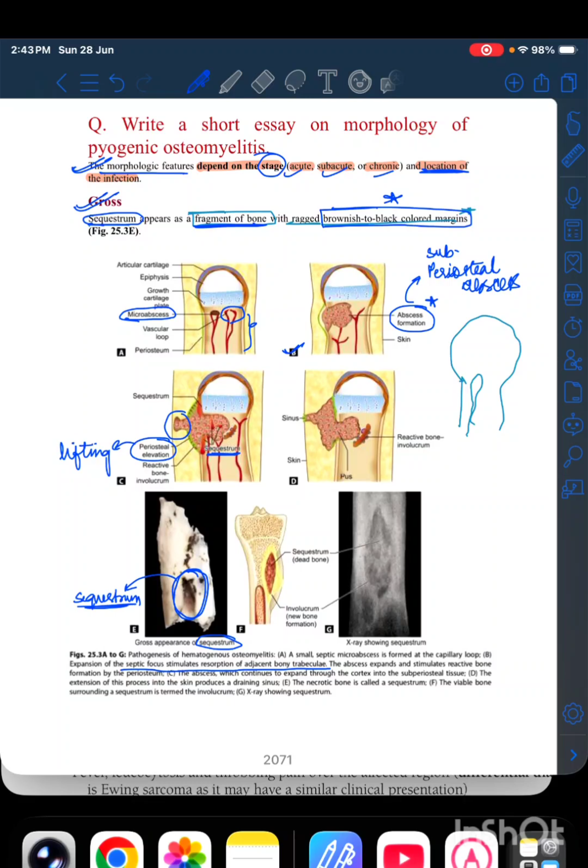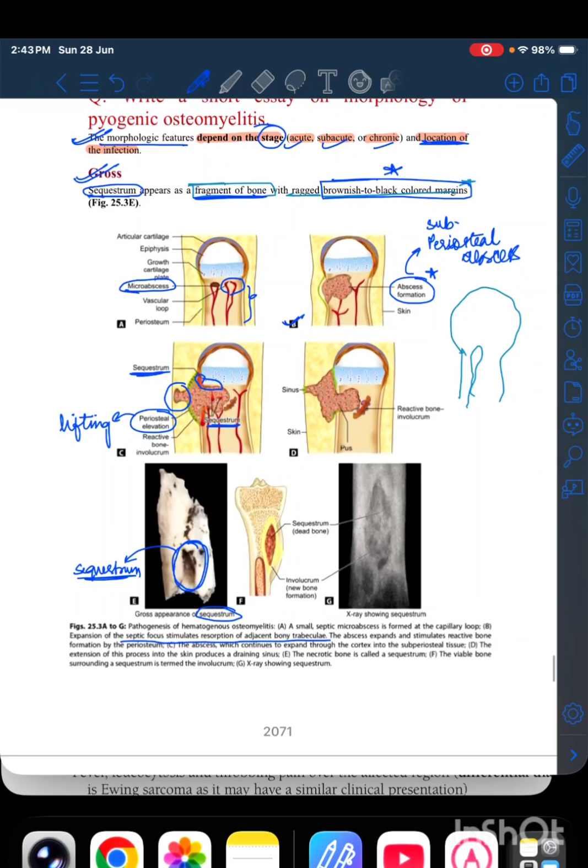Then this is the sequestrum. These are the dead bone fragments. Then forming sinuses, draining sinuses. There is pus. This is the reactive bone, which is involucrum. This is the new bone which is being formed.